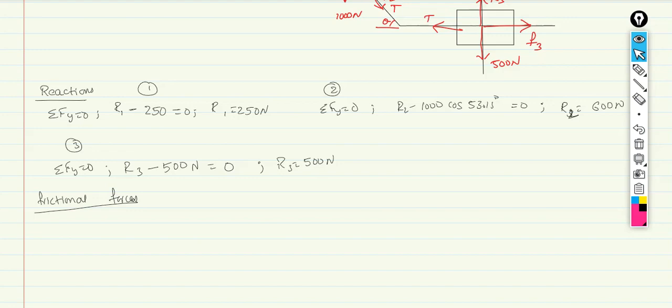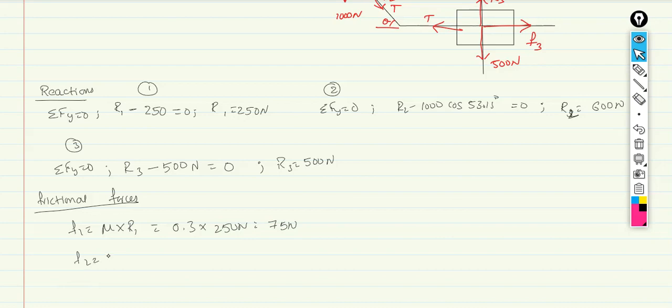Before going to solve any problem, please note that we must solve all the unknowns before substituting in the work energy theorem. That's why I am solving all the unknown values. Here the unknown values are R1, R2, R3, F1, F2, F3. So F1 is equal to mu into R1. You know mu is 0.3, R1 is 250 newtons, so you will get 75 newtons.